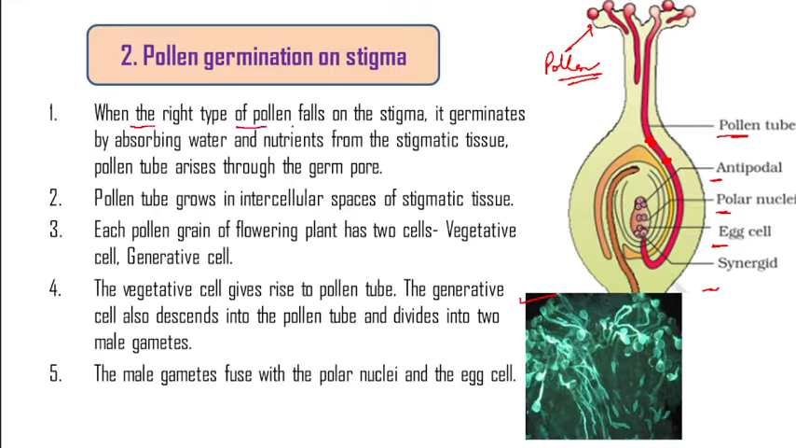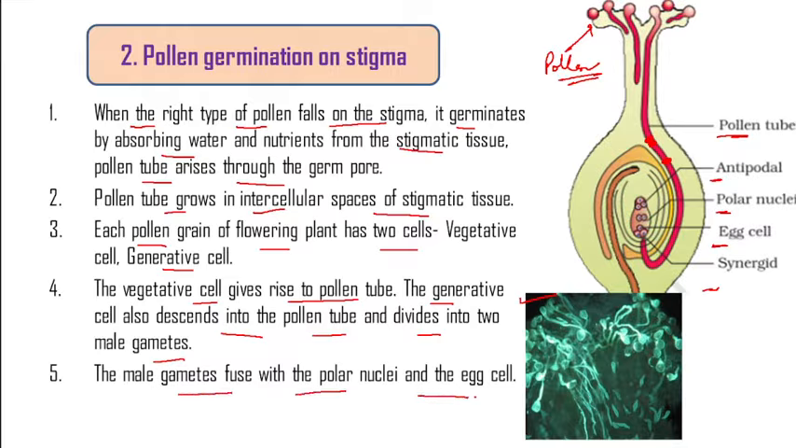When the right type of pollen falls on the stigma, it germinates by absorbing water and nutrients from the stigmatic tissue. The pollen tube arises through the germ pore. The pollen tube grows in the intercellular space of stigmatic tissue. Each pollen grain of a flowering plant has two cells, a vegetative cell and a generative cell. The vegetative cell gives rise to the pollen tube. The generative cell also descends into the pollen tube and divides into two male gametes. The male gametes fuse with the polar nuclei and the egg cell.